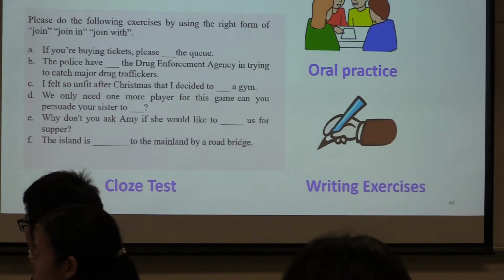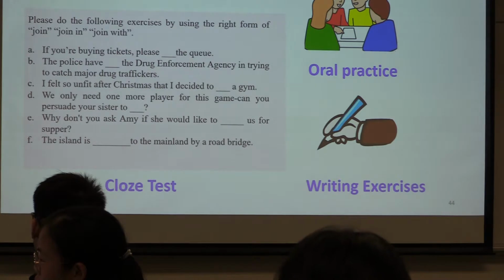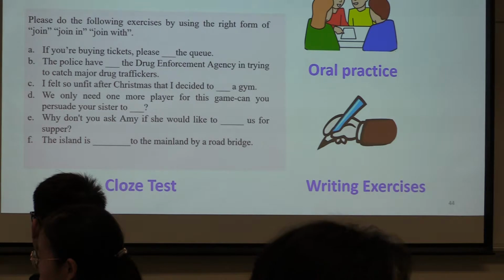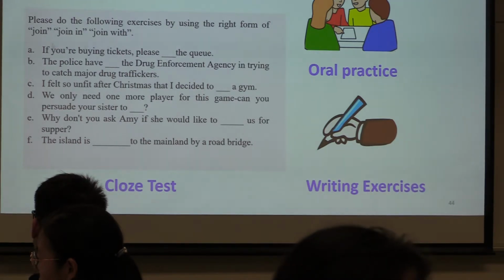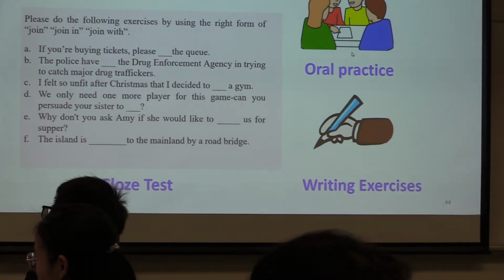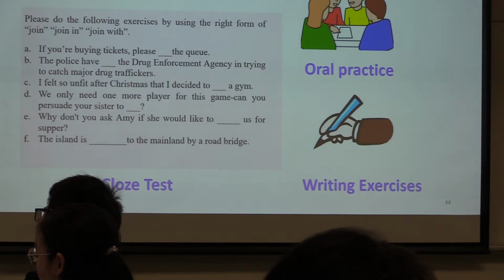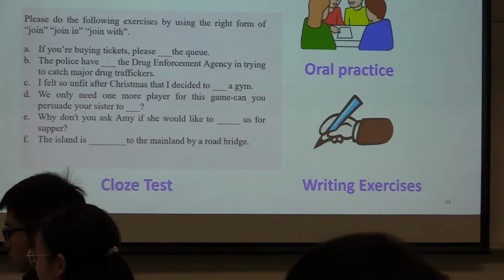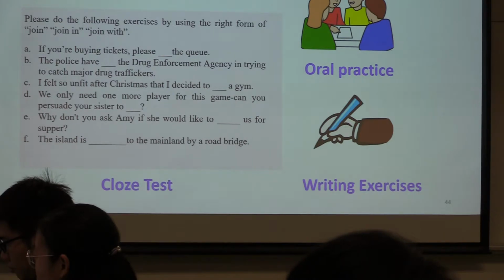Well, so students already know, for example, join in, join with, the meanings. What should you do next? Make them use these accurate forms immediately. You can maybe design some traditional closed test, right? A gap filling exercise. Maybe make them do some oral practice, oral exchange. Ask them to ask a simple question and provide a short answer. They have to use join in.